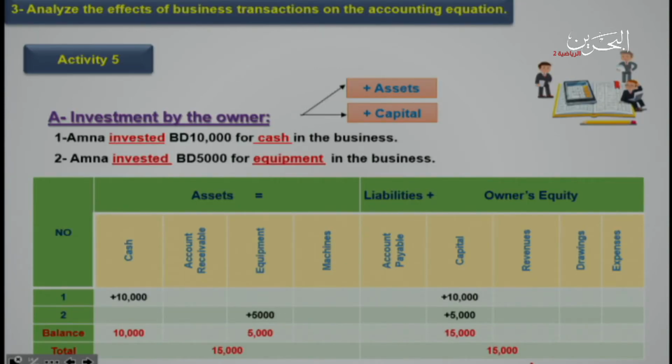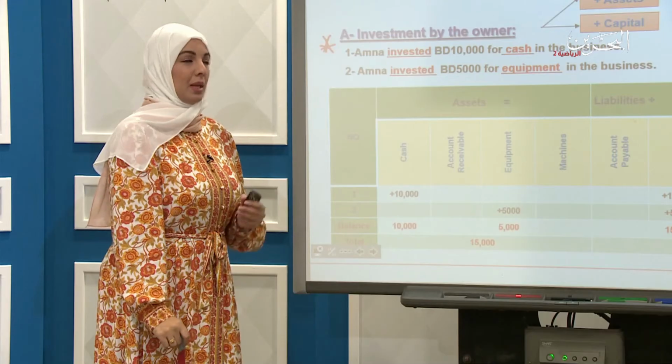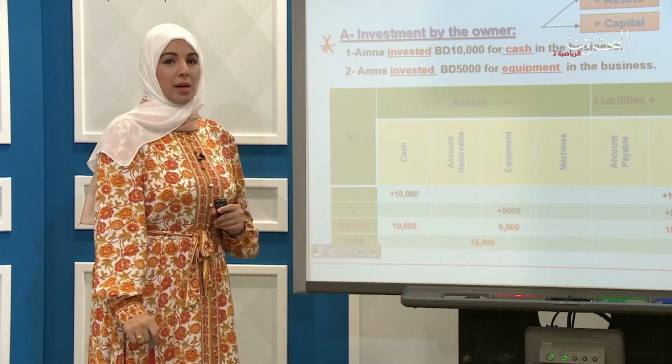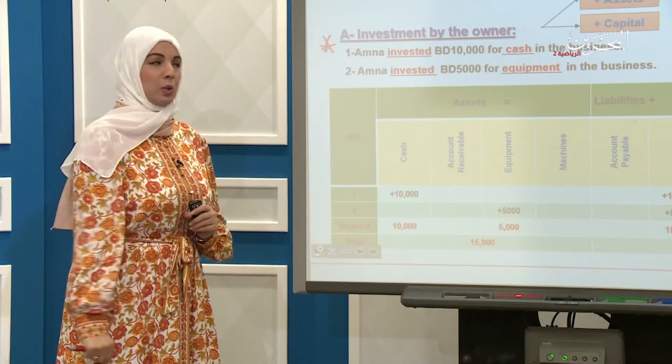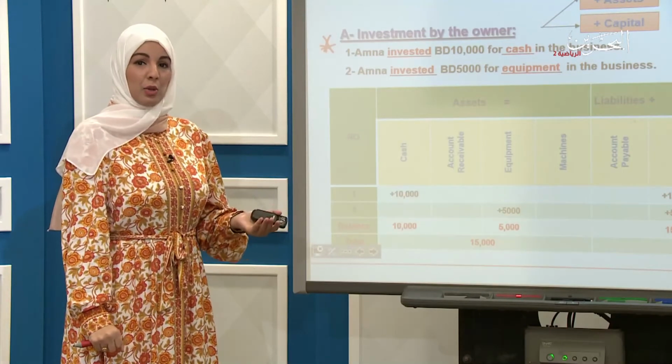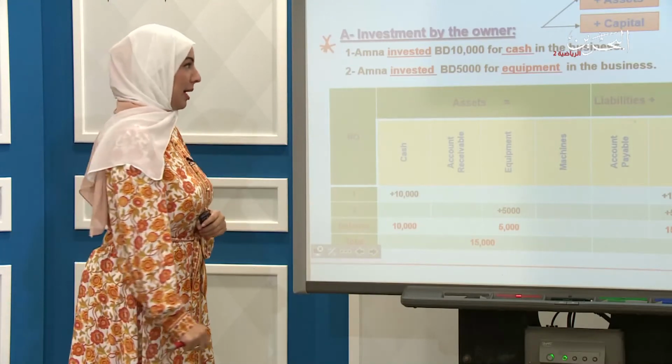Now I will move to the analysis of the effect of a business transaction on the accounting equation. In our activity, I have transactions, and each transaction will affect some accounts. Let's take a look at our transactions. The first transaction is investment by the owner. If I want to invest, what type of account will be affected? I should notice that in each transaction, as a minimum, 2 accounts will be affected. It can be more than 2 accounts, but cannot be less than 2.